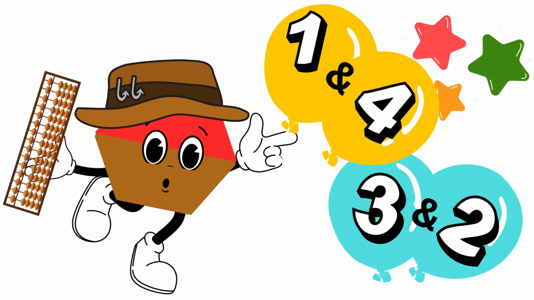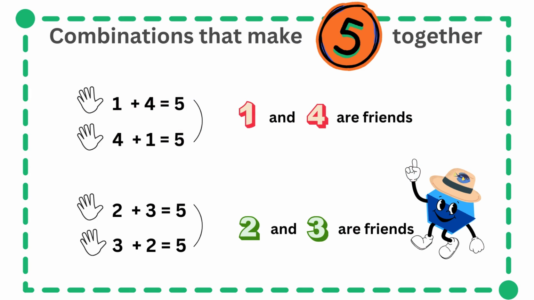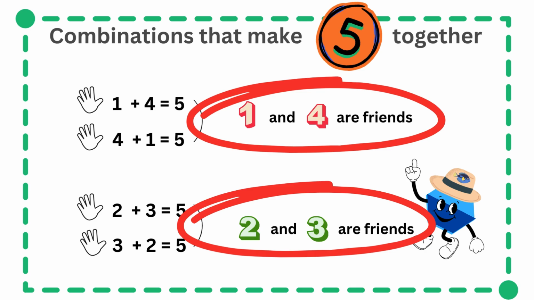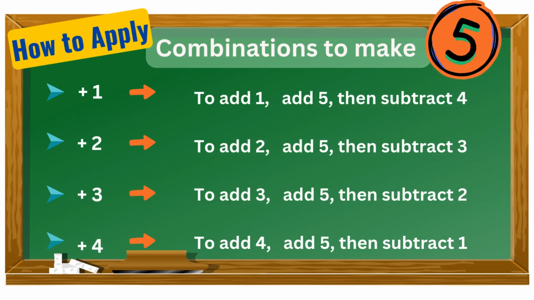This is how we apply the friend approach. There are only 2 pairs that make 5 together, 1 and 4, and 2 and 3. The following table shows how we can apply the friend approach. Use these formulas when you can't add any more lower beads, but the upper beads are available to borrow.